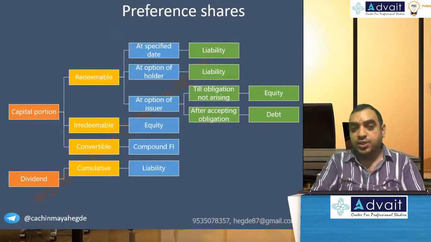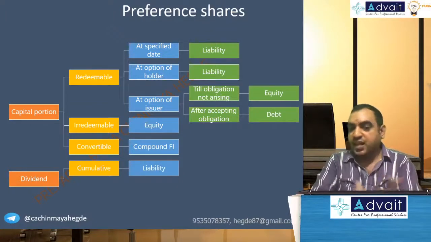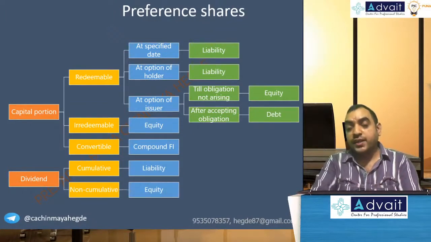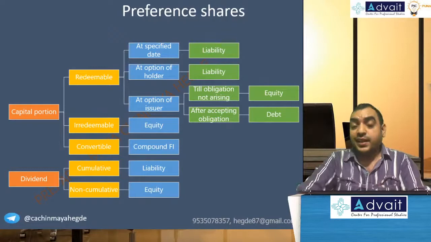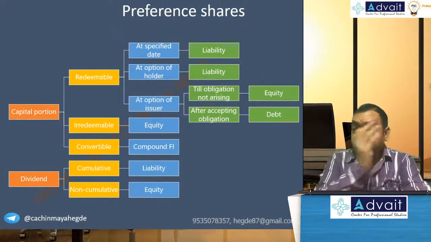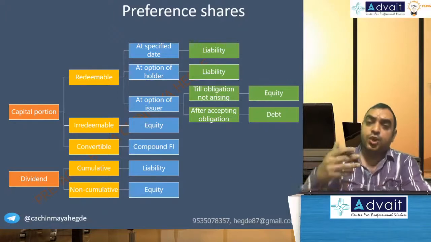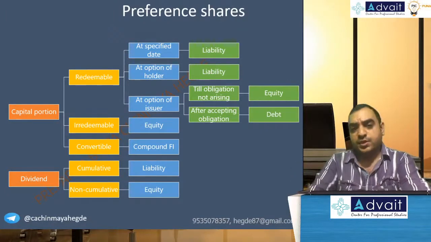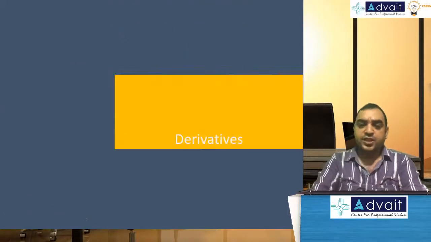Dividend, cumulative in nature, the entity has an obligation to pay cash, liability. Non-cumulative, till it's declared, if the entity doesn't have an obligation, it will be part of equity. Once it is decided, once it is declared, then it becomes a liability. Okay, that is regarding the preference shares.